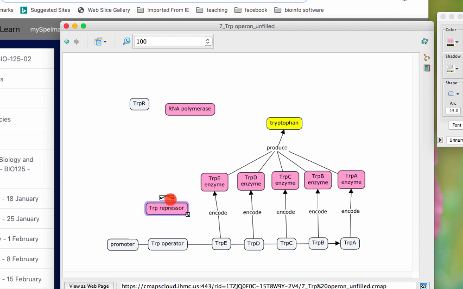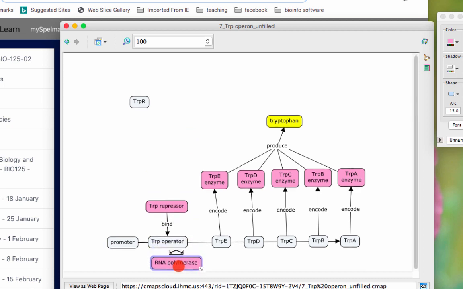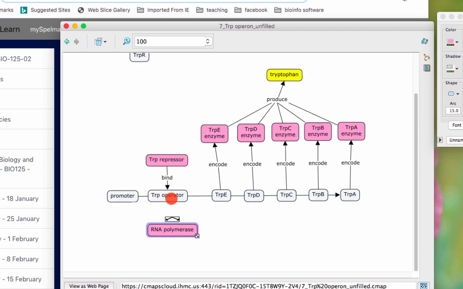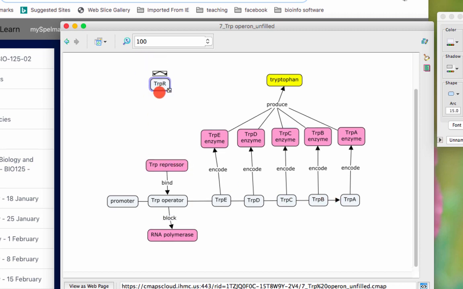This is a protein that's capable of binding the trp operator and blocking the RNA polymerase. While the trp repressor binds the trp operator, it will prevent RNA polymerase from transcribing the rest of the coding genes. The trp repressor is encoded by a gene called trpR that's located elsewhere.